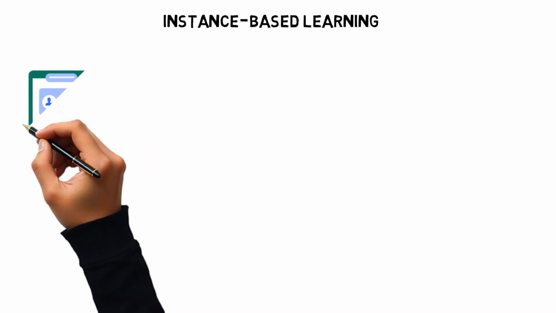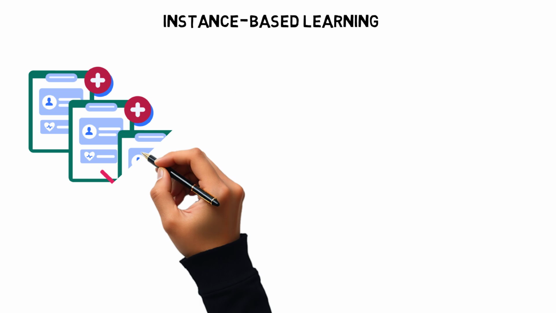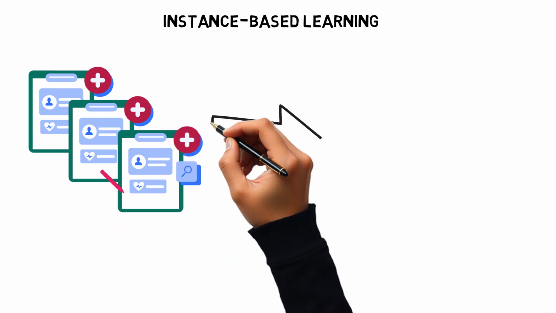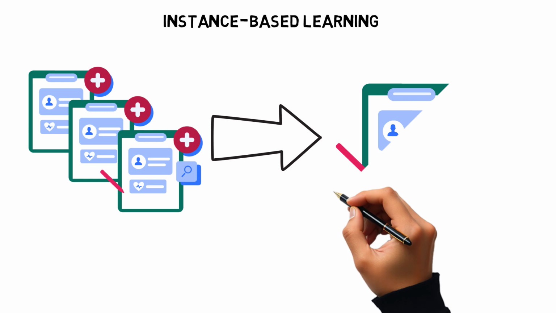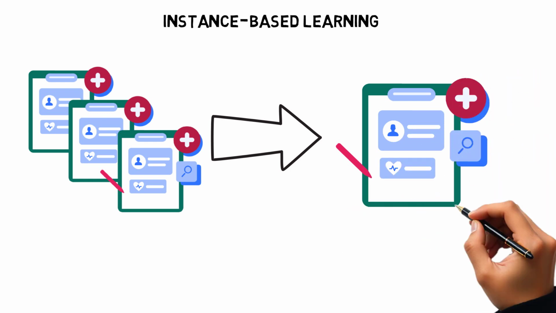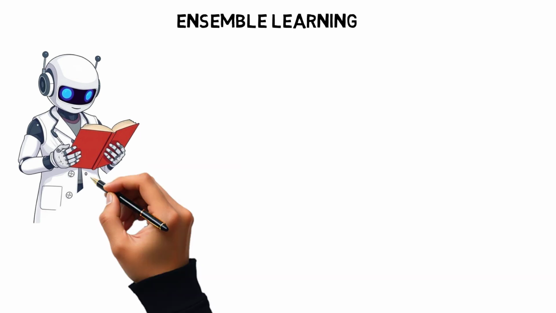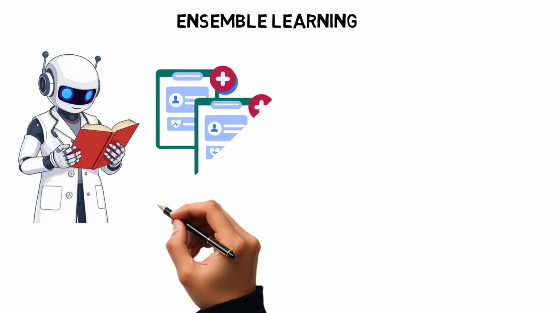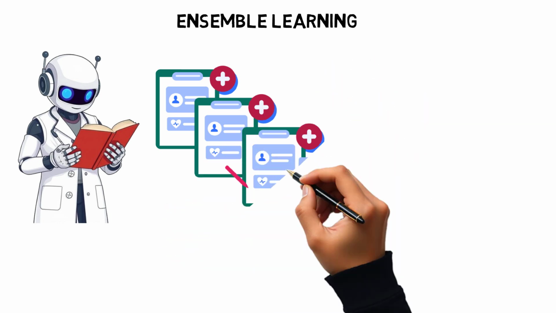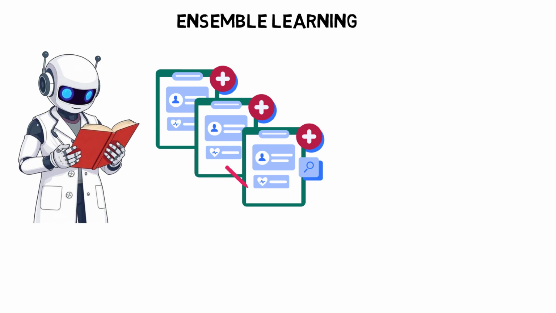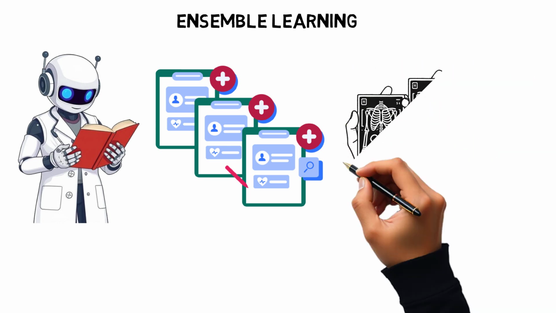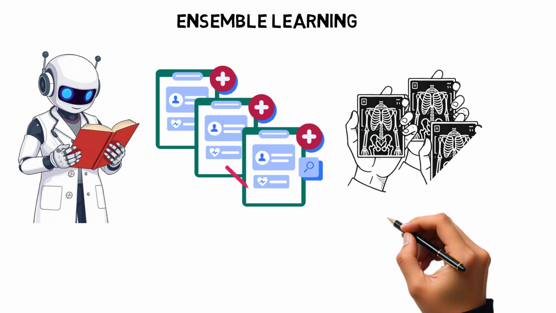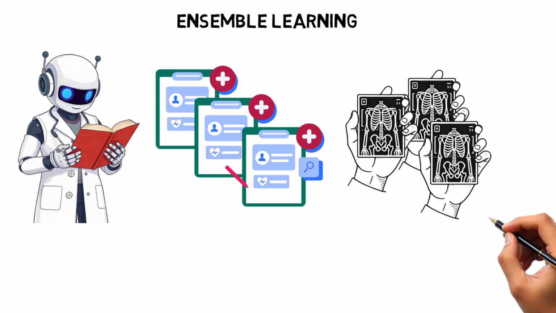Instance-based learning. This approach makes predictions based on examples from the training dataset that are similar to the new input data. In medicine, this method can be used to predict disease progression based on similar medical histories. Ensemble learning. This method involves combining several models to improve prediction accuracy. In medicine, ensemble methods can help with clinical decision-making, such as predicting disease risks by integrating multiple data sources, for example, medical histories, test results, and imaging data.